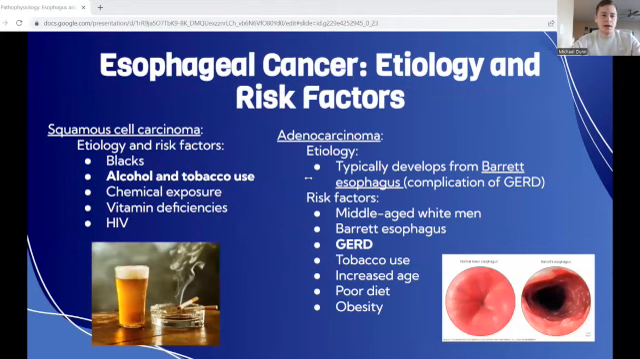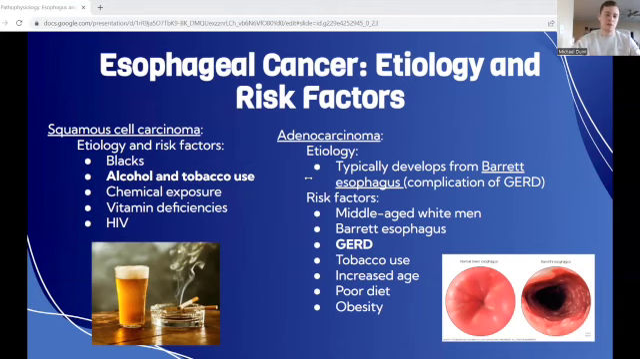So etiology and risk factors, I split them up here by both types. They're slightly different. So for squamous cell carcinoma, one of the main ones is alcohol and tobacco use. And then Blacks are more susceptible. Chemical exposure, vitamin deficiencies, and HIV positive patients are more susceptible as well.